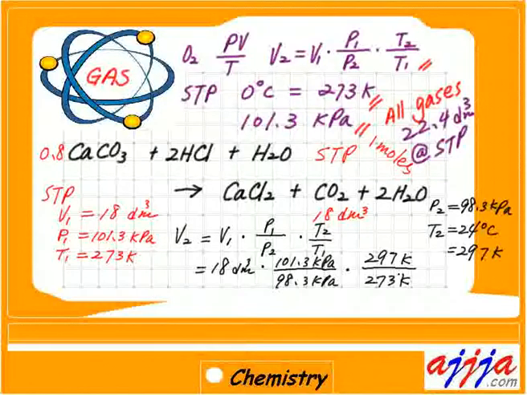What about this one? We can cancel this one too. Then we calculate everything, and cubic decimeters will be left over. The answer is going to be 20 cubic decimeters, which is 2.0 times 10 to the first power. That's it.